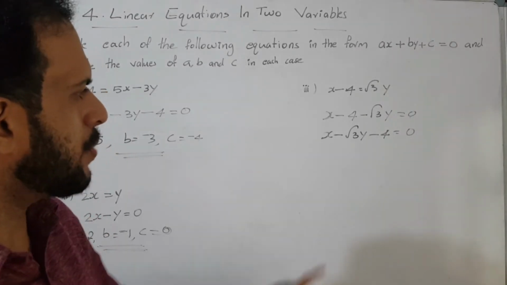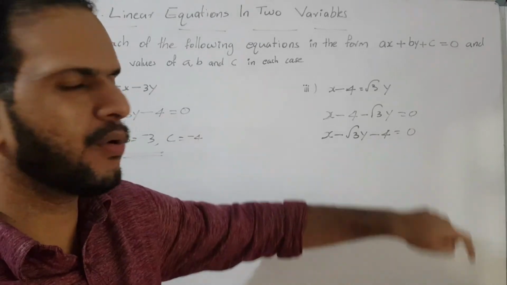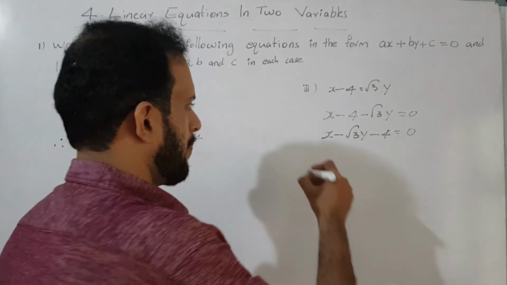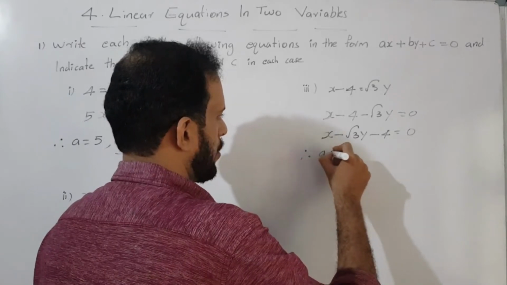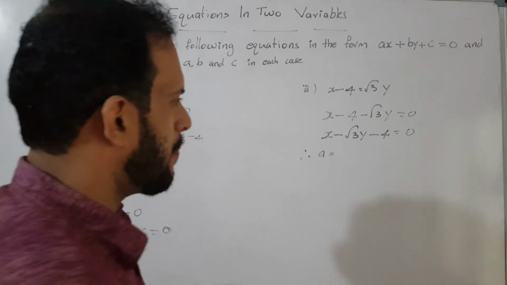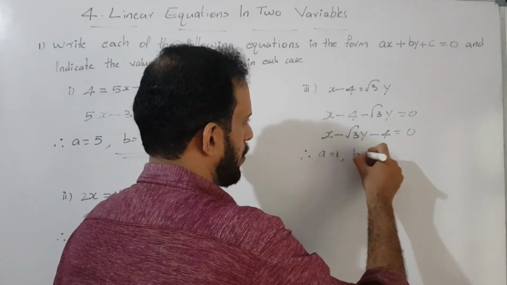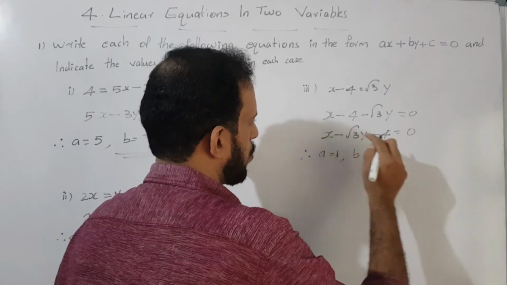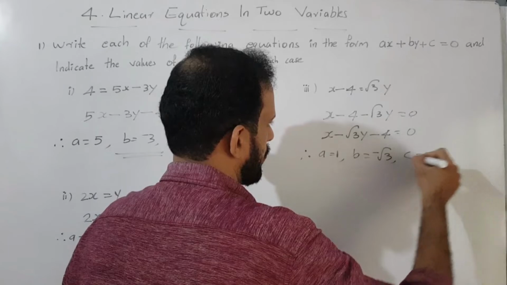So now this one is in the form of ax plus by plus c is equal to 0. Then what is the value of a? Therefore, a is equal to 1, because there is no coefficient for x, we are not seeing a number, which means the number is 1. B is equal to minus root 3 and C is equal to minus 4.